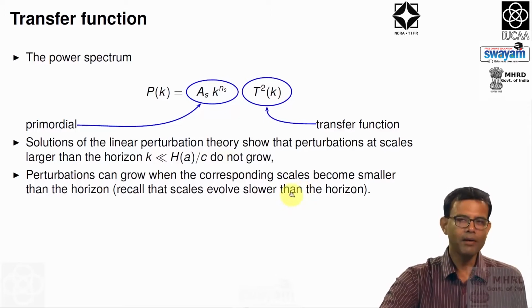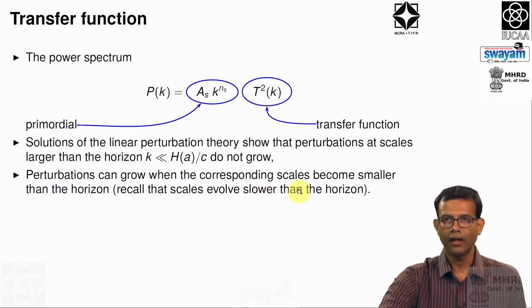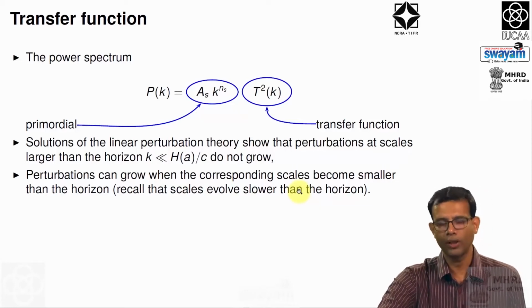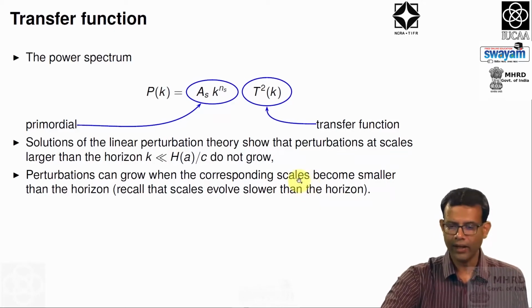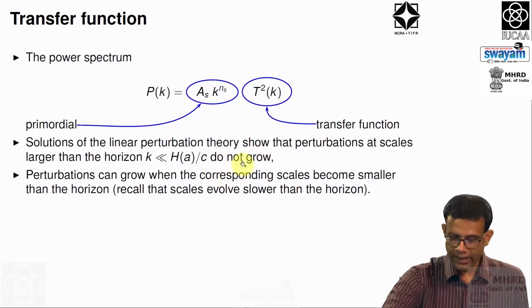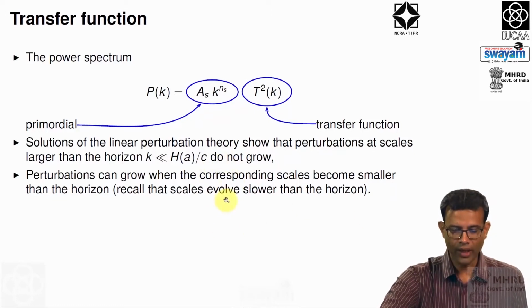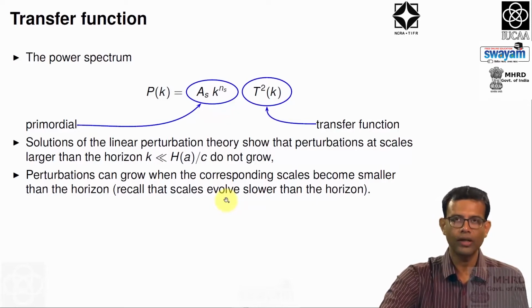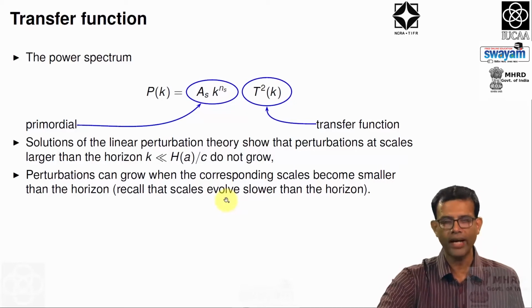Why is this? Remember, this is something which we did a few lectures back. You should connect this to, for example, the horizon problem. We were talking about scales evolving as proportional to a and the horizon evolving as either a squared or a to the 3 by 2 depending on which epoch you are in. So, just go back and remember those lectures and you will understand that the scales evolve slower than the horizon. So, at some point, even if you start with a scale which is larger than the horizon, it will eventually become smaller than the horizon, or will enter the horizon.